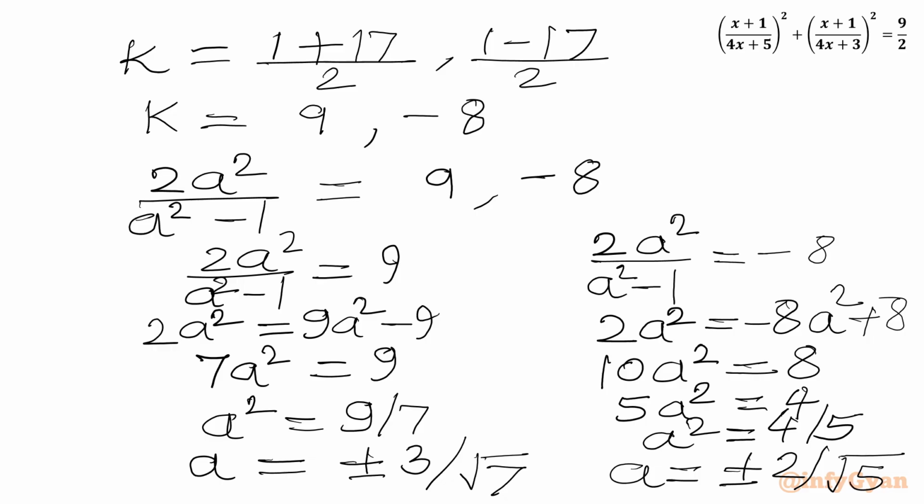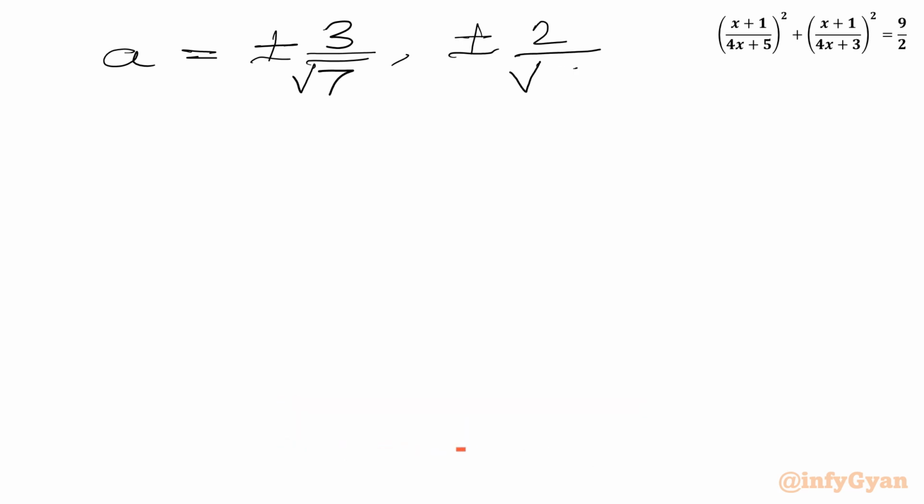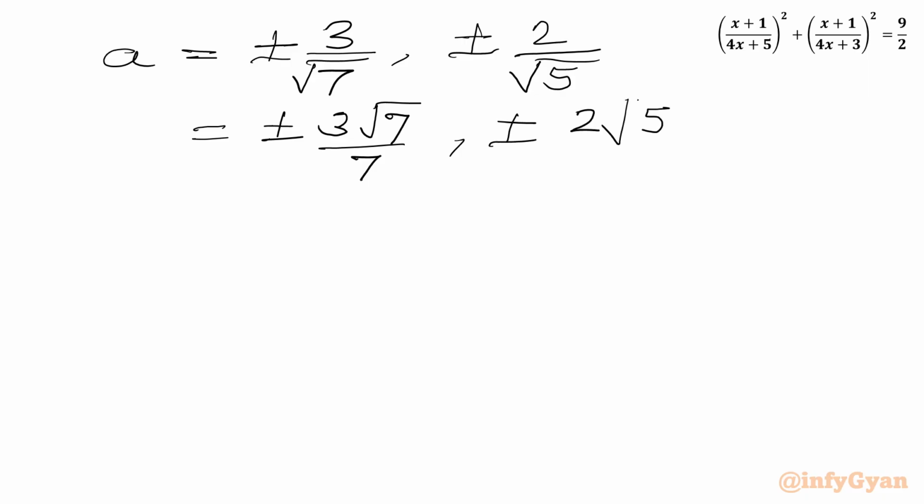So we have four values, ±3 over root 7, ±2 over root 5. Or we can write ±3 root 7 over 7. Here we can write ±2 root 5 over 5. Now a was also our substitution.